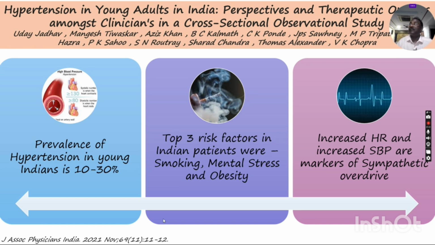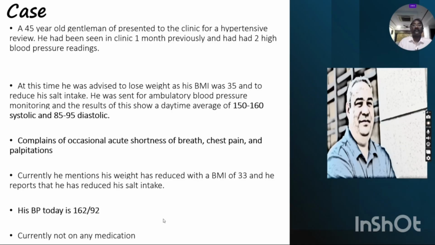These are the markers of sympathetic overdrive. So when the fellow is presented with hypertension and a heart rate of say 100 plus or 90 plus, and the systolic blood pressure 140 plus, always think of some sympathetic overdrive in such individuals.